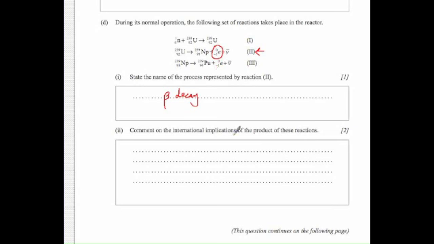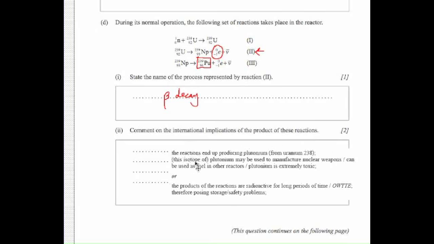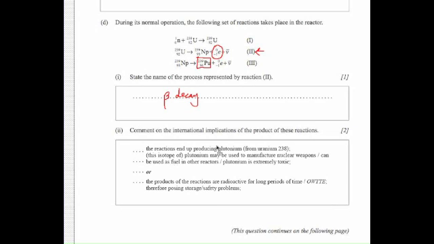Next, comment on the international implications of the product of these reactions. Well, what's the product? The final product is plutonium-239. It's in the news a lot because one major international implication is the use of plutonium in nuclear weapons. So 2 marks here, one for identifying plutonium as the product, and secondly for commenting on nuclear weapons.